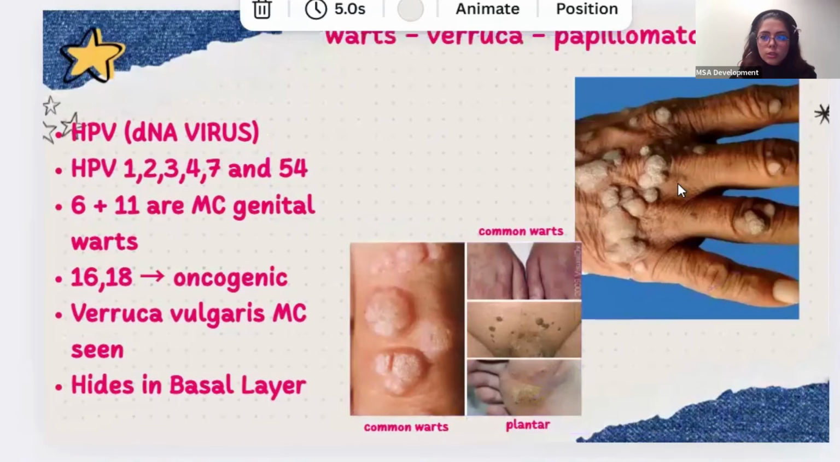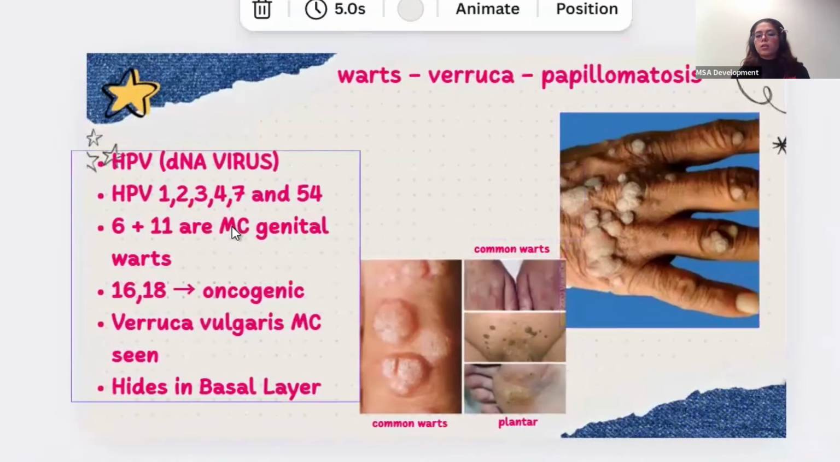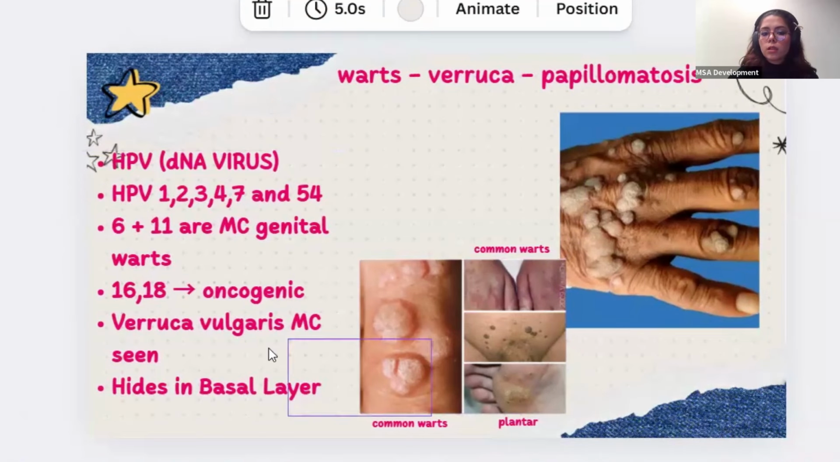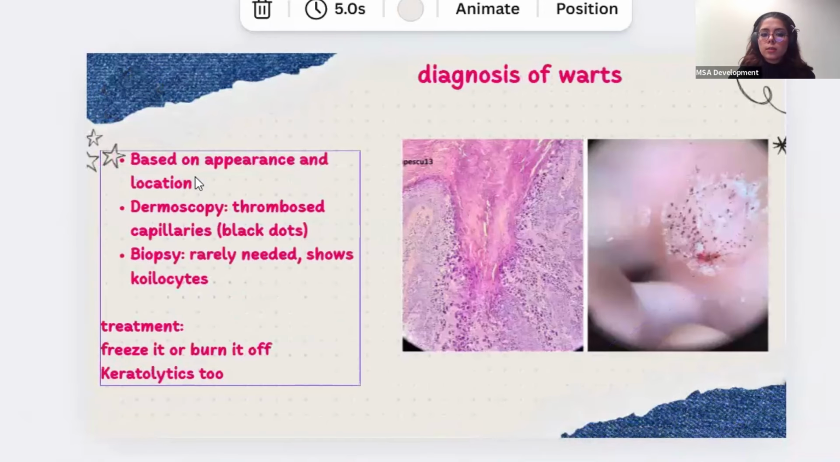These are warts. Okay, you know what a wart is. I'm pretty sure you know what a wart is, but it's basically a growth that's caused by HPV, which is a DNA virus specifically. HPV 6 and 11 are genital warts. 16 and 18 are the oncogenic variants, so you need to watch out. Verruca vulgaris is most common, and it's in the basal layers. Diagnosis of warts is based on appearance and location.